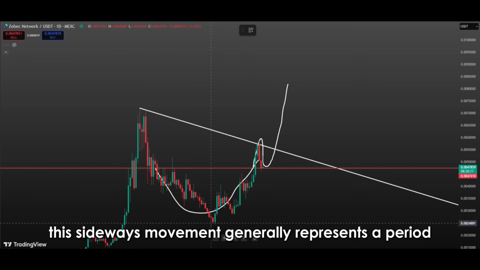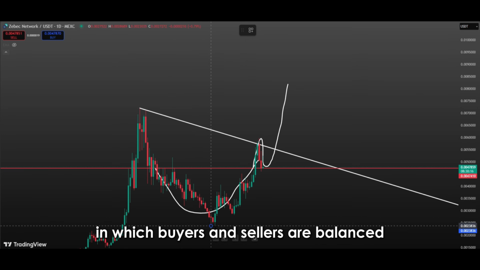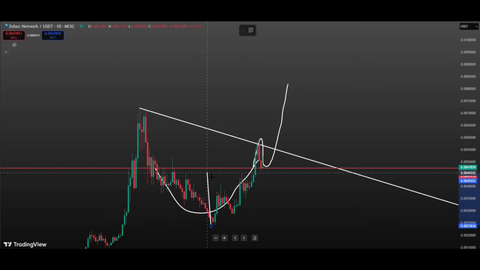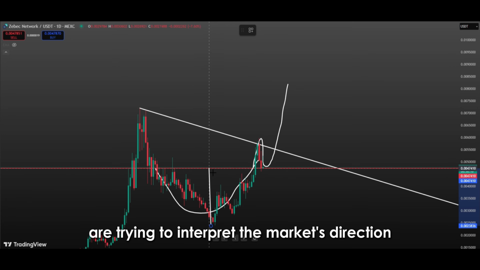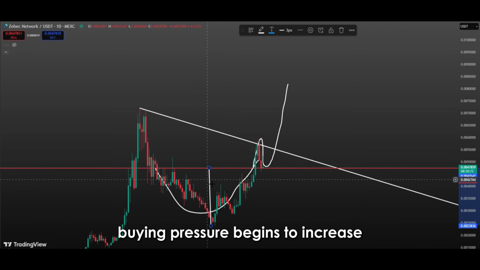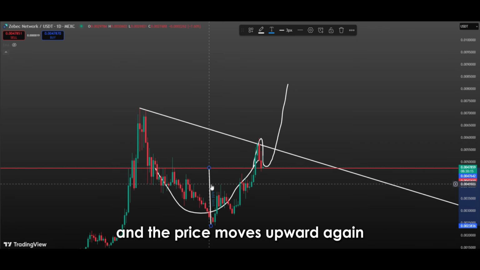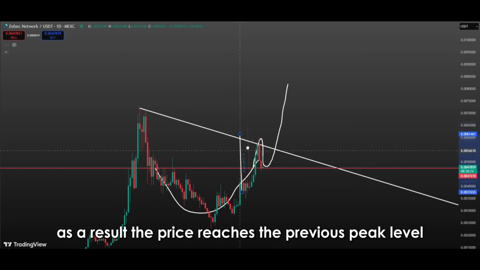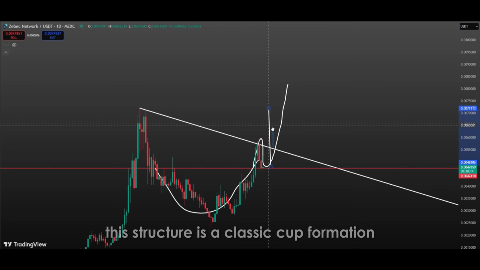This sideways movement generally represents a period in which buyers and sellers are balanced. Investors are trying to interpret the market's direction and uncertainty prevails. During this phase, buying pressure begins to increase and the price moves upward again. As a result, the price reaches the previous peak level, completing the formation. This structure is a classic cup formation.